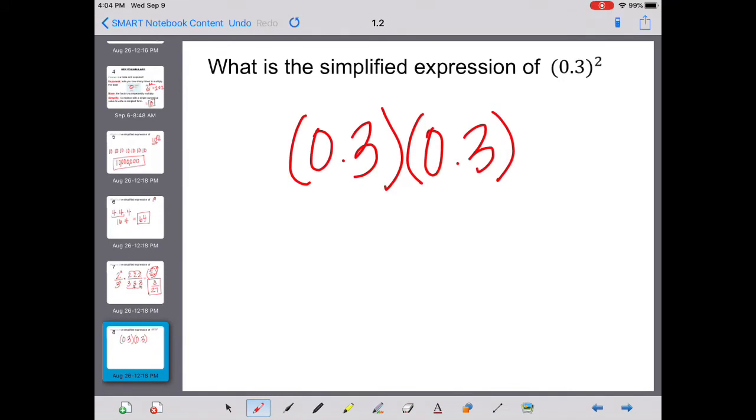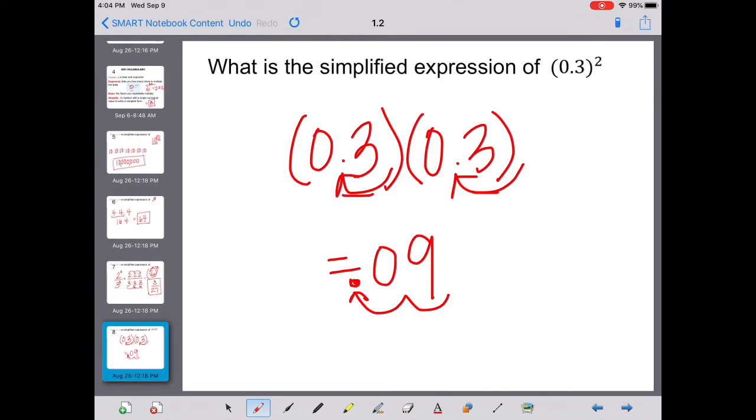If you remember anything about multiplying decimals, I get to at first pretend that they're not there. So 3 times 3 gives me 9. But then I have to remember that there was 1 decimal place here and 1 decimal place here. So I need 2 decimal places. So I start at the back and move 1, 2 places, put my decimal and add in a 0, and my final answer is 0.09 or 9/100ths.